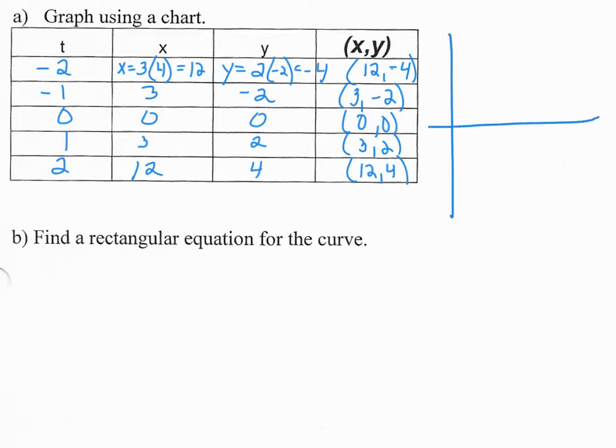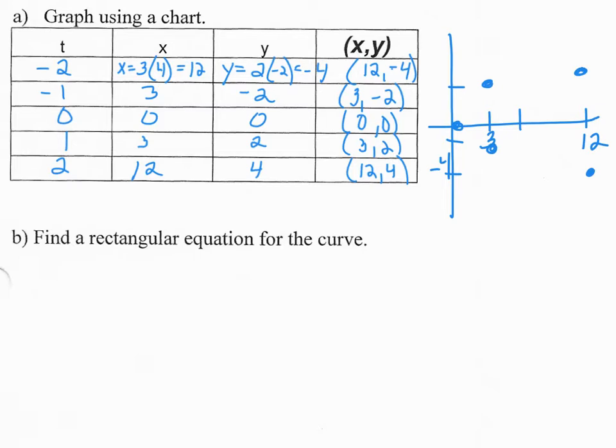All right, so on these, we're only going to plot the x and y, not the t. So if I plot the first value, it says 12 on the x's, -4 on the y's. And to some extent, this can be a rough sketch. And then 3, okay, so if I split this in half, that would be 3, and then -2, and then 0, 0, and then 3, 2, and then 12, 4. Okay, so at first glance, I'm not exactly sure how to connect these dots. Is it squared off? Is it rounded? What's going on? So now let's talk about part B.